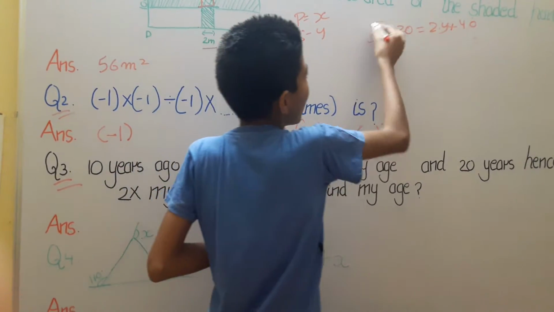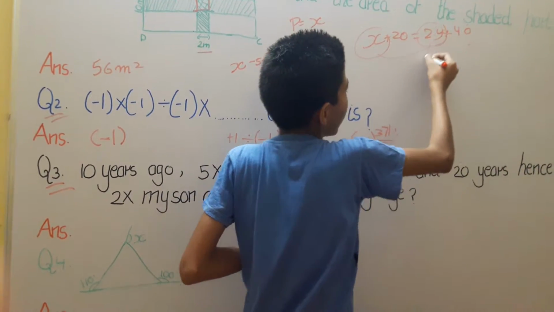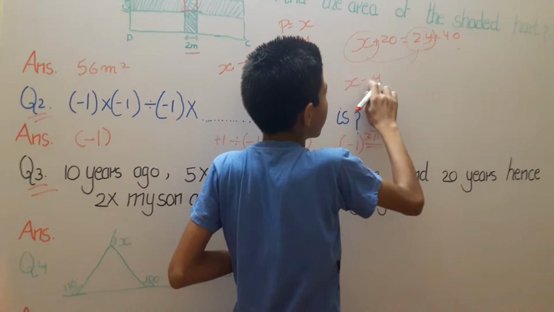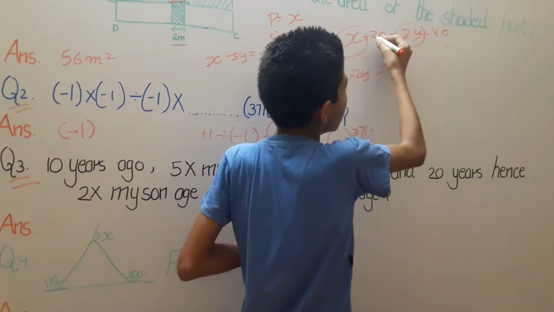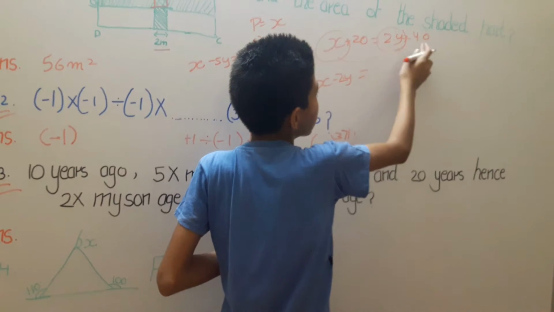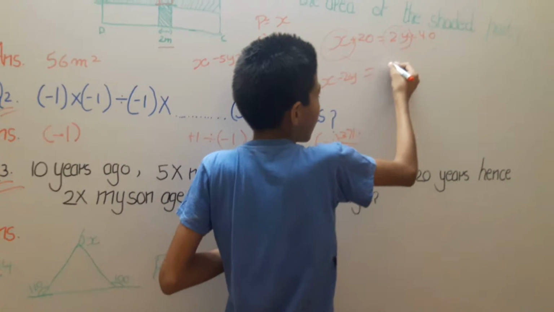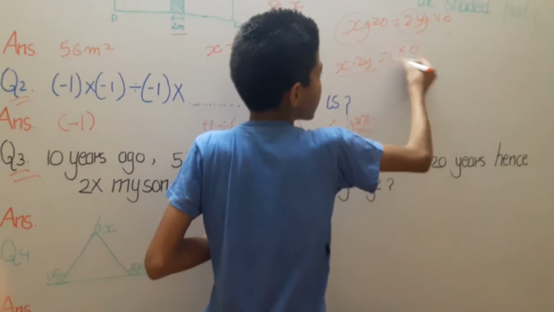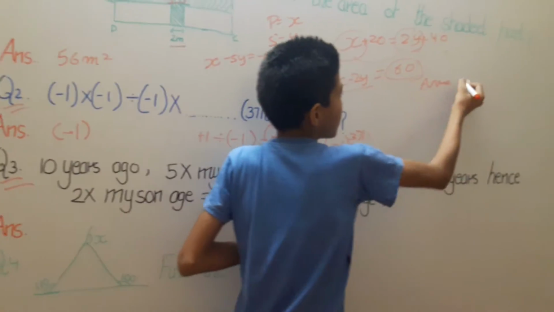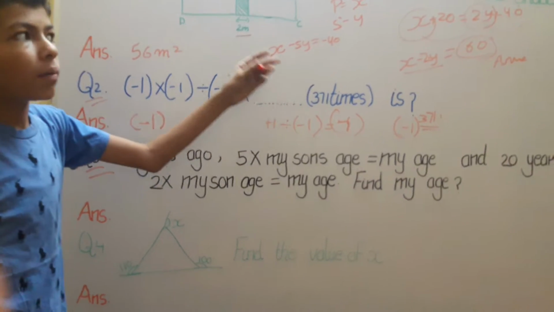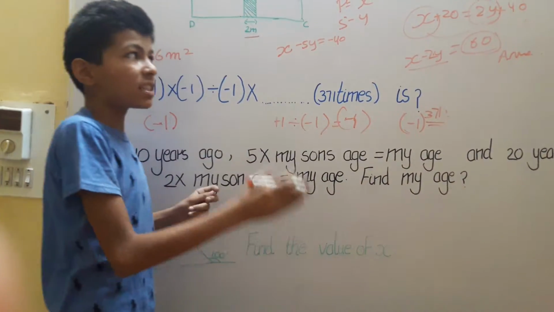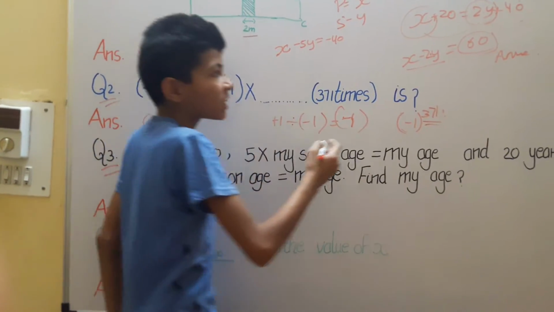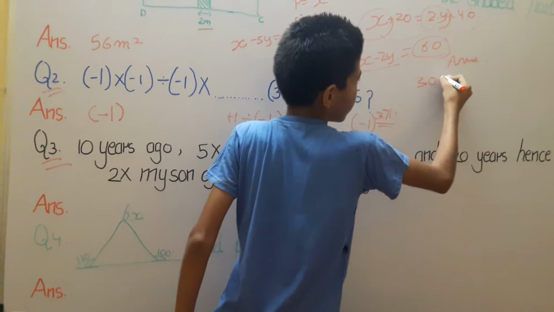So now when this comes here, 2x minus y, 2y equals plus and minus, plus, and this is plus, we got 60. So 60 is our answer. So the present age of the man is 60, and his son's age would be 30 years.